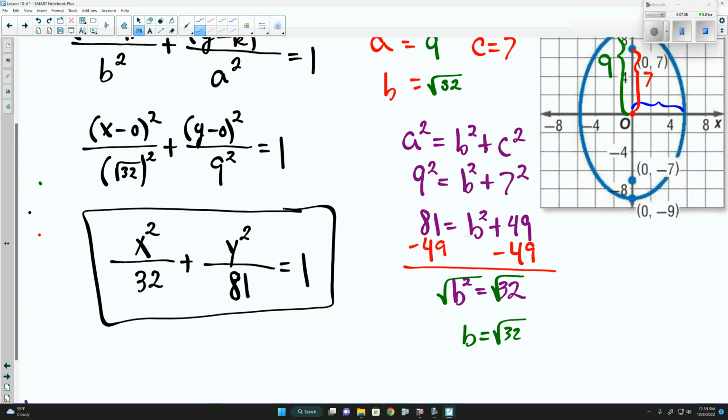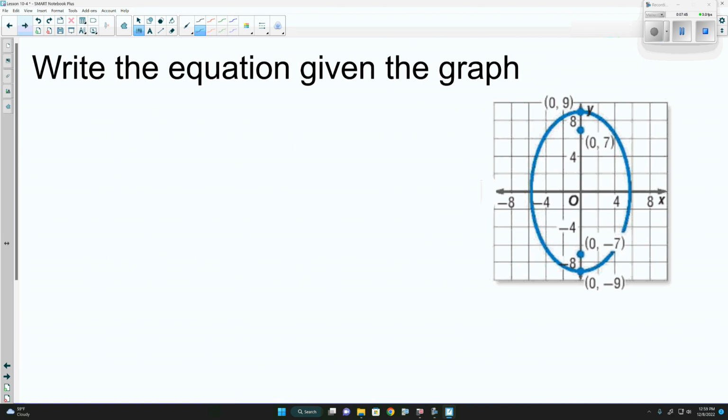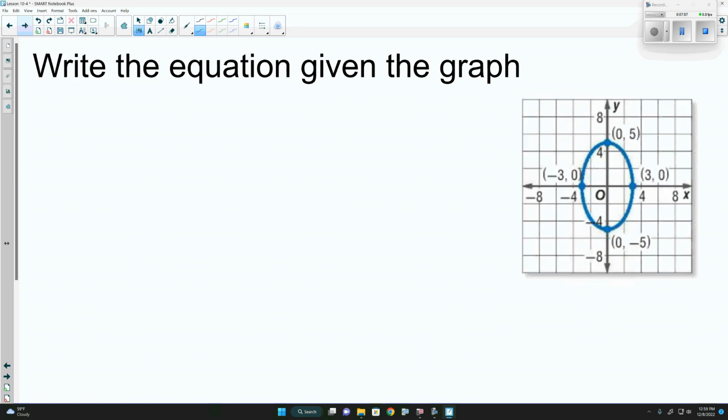That's it. Questions on anything we've done so far? This isn't too bad as long as we find the values of a and b. If we find the values of a and b, we have the equation pretty easily. Well, we don't need to do this one because that's the exact one we just did.